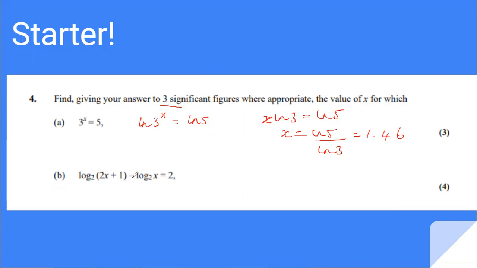For part B, again, I need to use the laws of logarithms, which means that when I'm subtracting here and they've got the same base, I can therefore write it as log base 2, and in brackets, (2x plus 1) over x is all equal to 2. This means 2 to the power of 2 is equal to (2x plus 1) over x, which then means you've got 4x is equal to 2x plus 1. So you have then 2x equals 1, therefore x equals a half. So that's 0.5.